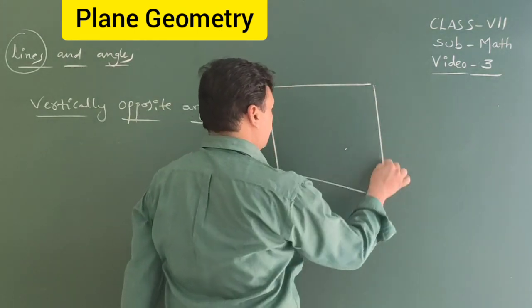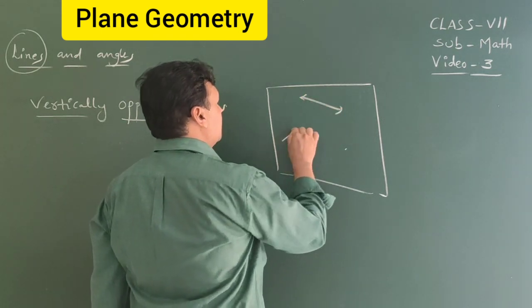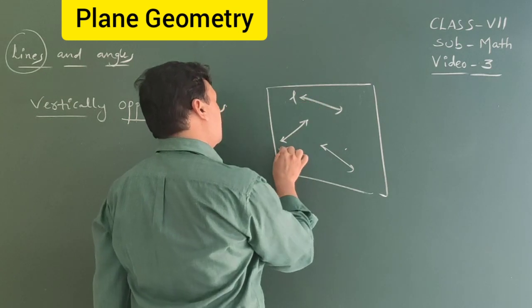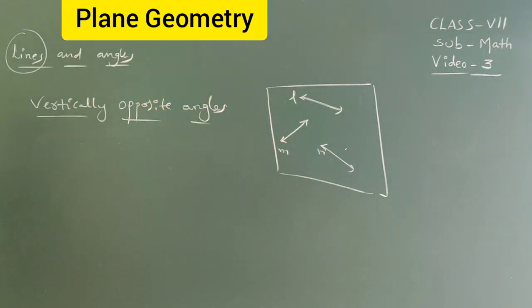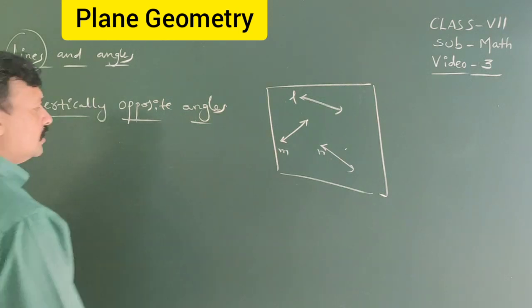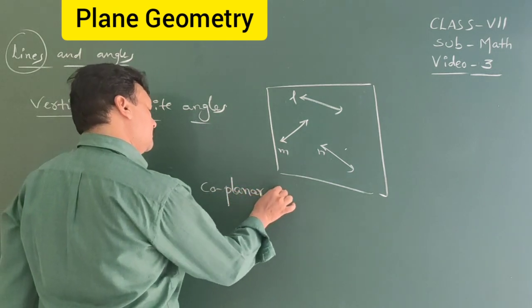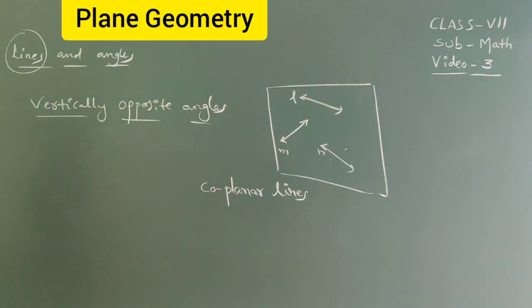Consider this is a plane. Here line L, line M, line N are lines in a plane. Then these lines are called coplanar lines. The lines which are lying in the same plane are called coplanar lines.